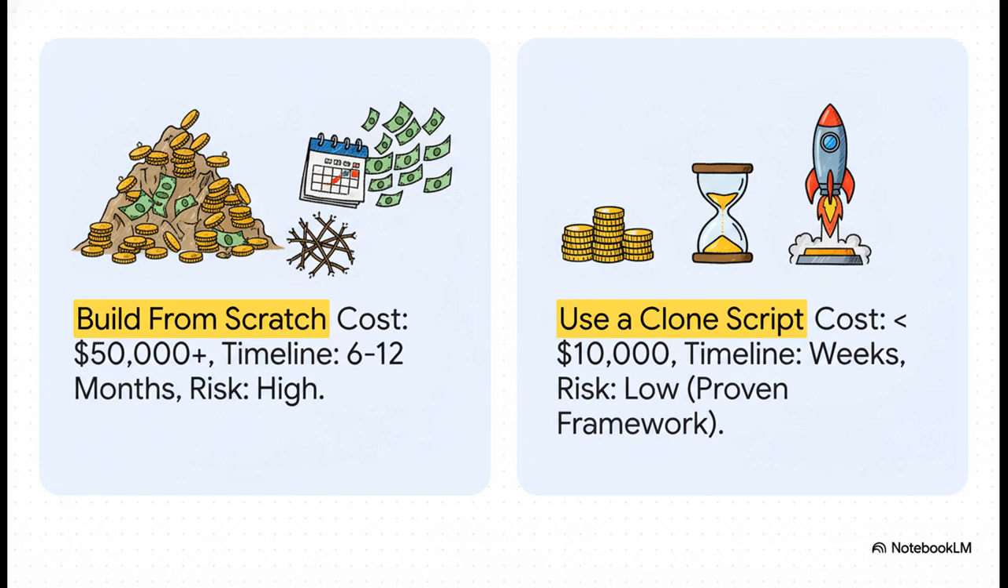But you're looking at $50,000 plus and 6 to 12 months of your life with a really high risk of it all just failing. Or you can use a clone script, and suddenly the cost plummets to under 10 grand, the timeline shrinks to just a few weeks. And your risk? Way, way lower, because you're not reinventing the wheel. You're starting with something that already works.